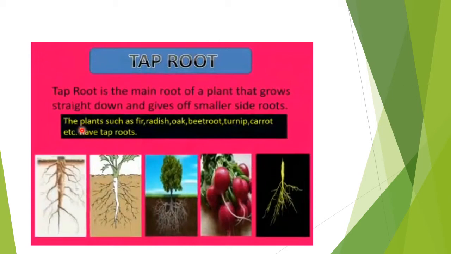A tap root is the main root of the plant that grows straight down and gives off smaller side roots. Have you seen this? This is the tap root and here are the small roots that are coming out from that main root. This is the main root, that is the tap root. Which are the plants that have such type of roots? The fir tree, radish, oak, beetroot, turnip, carrot, etc. These are the plants that have tap roots.